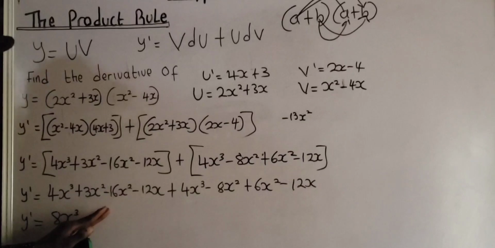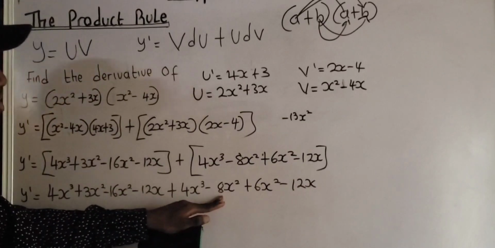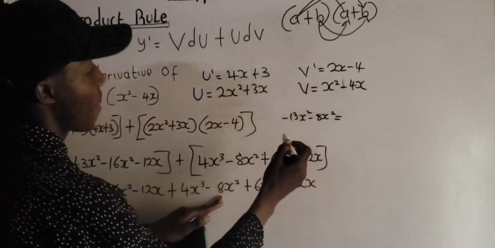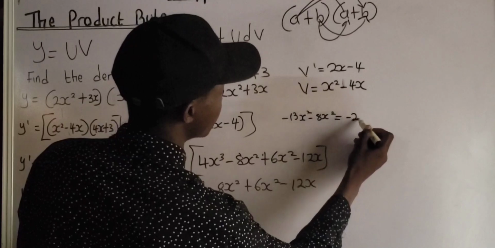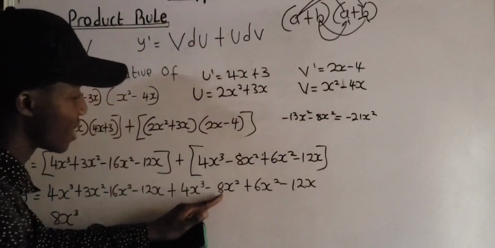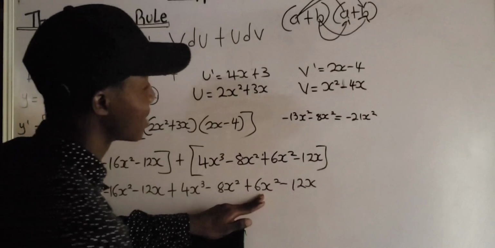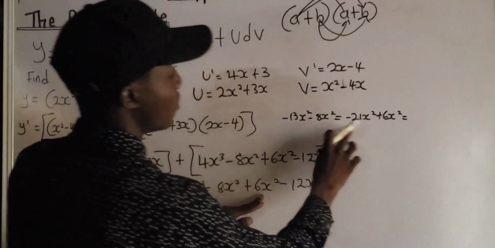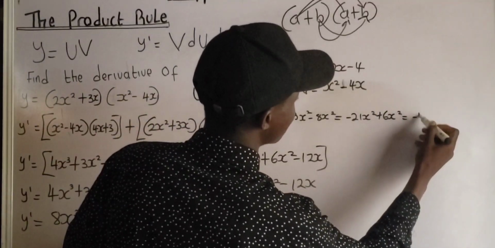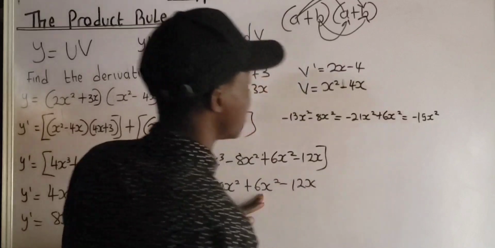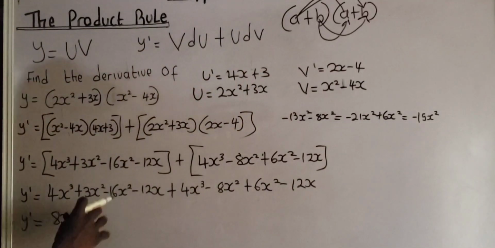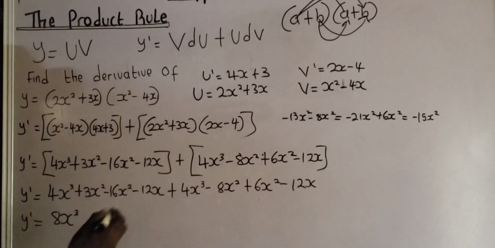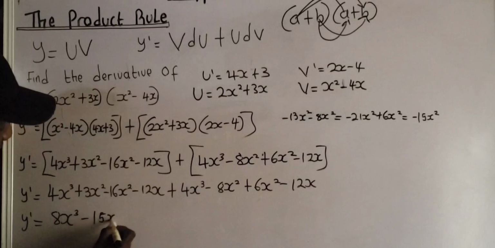So minus 13x raised to the power of 2 minus 8x raised to the power of 2. This will give us minus 21x raised to the power of 2. Do you understand? Okay, minus 21x raised to the power of 2 plus 6x raised to the power of 2. If you add this, you are going to get minus 15x raised to the power of 2. Do you understand? Now, having known that the addition of all the second term of this expression is minus 15x raised to the power of 2, then we put it here, minus 15x raised to the power of 2.